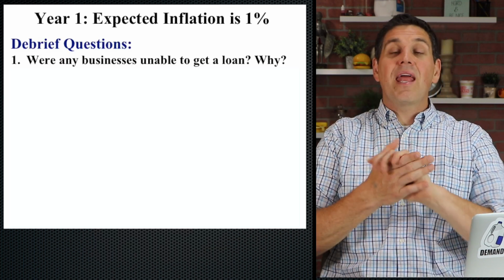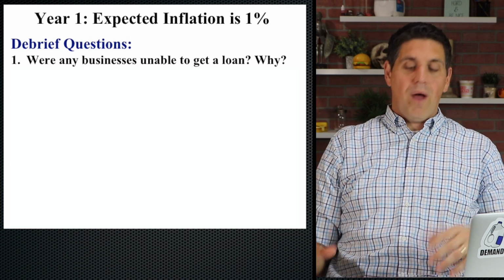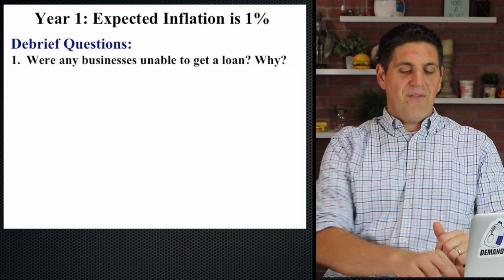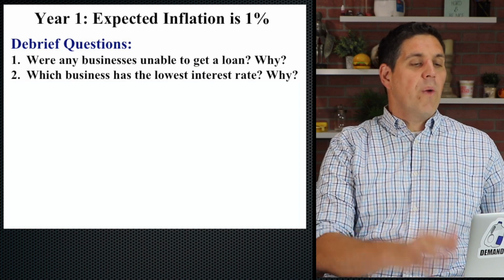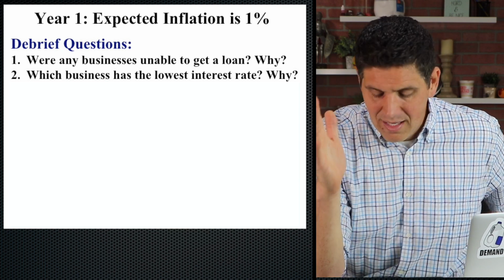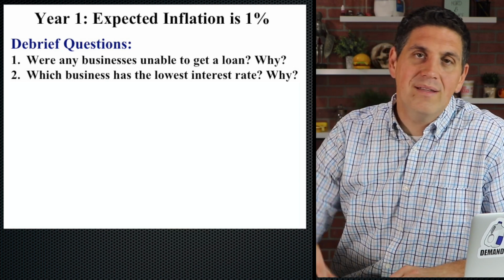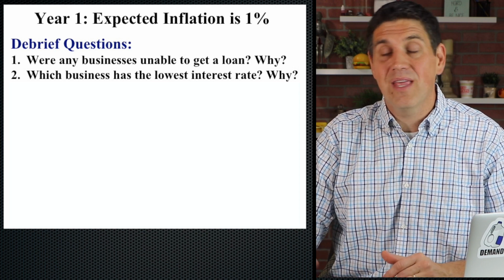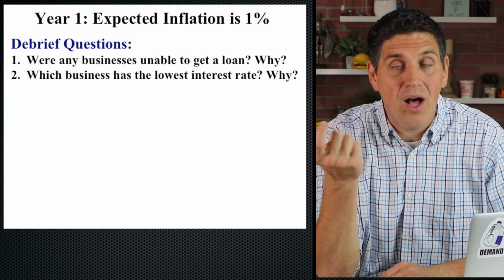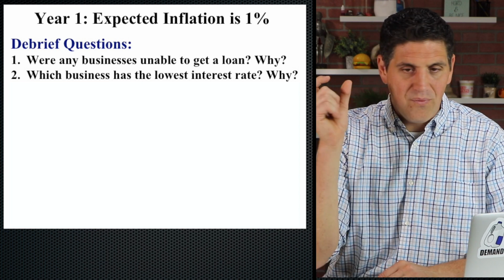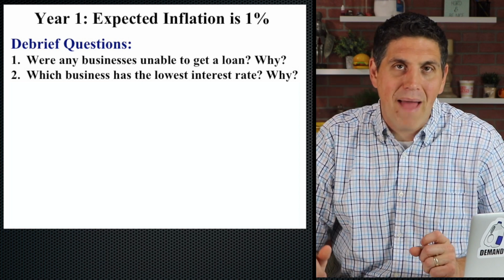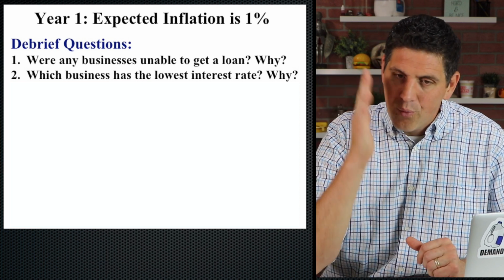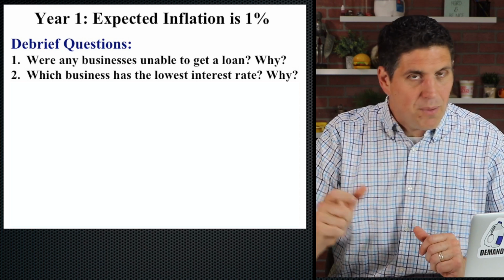Were any businesses unable to take out a loan? You ask students why not? If it's going to be one, it's going to be because they have a really high chance of default. Which businesses had the lowest interest rate? The numbers will show this, the ones that had the lowest chance of default. So the more risk, the higher interest rate. And that's a key concept students need to learn. That's topic 4.1 in AP macroeconomics, risk and rates and the relationship between the two.